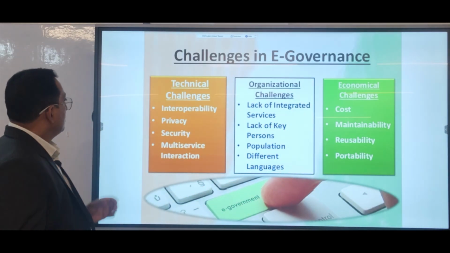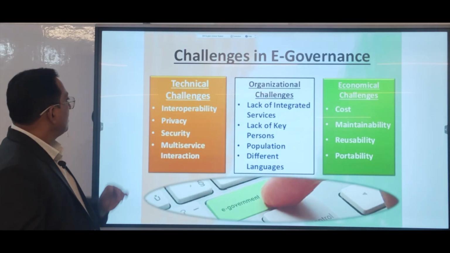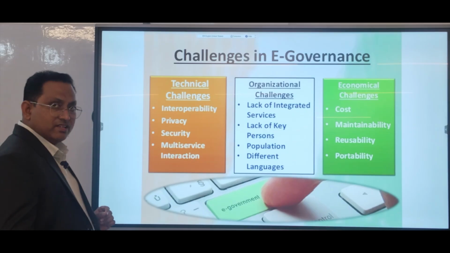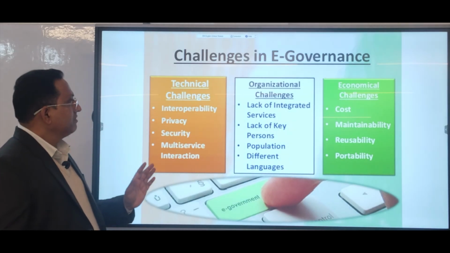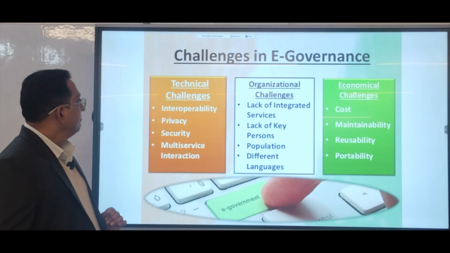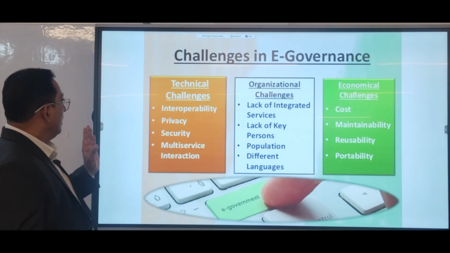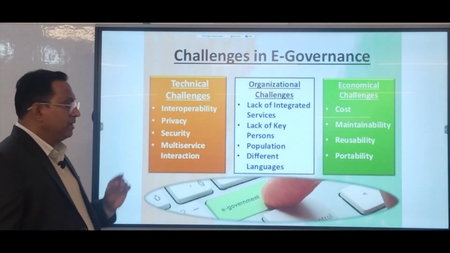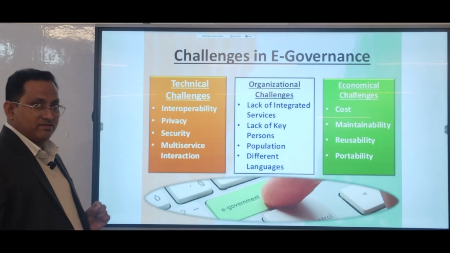What are the challenges in e-governance? Let's have a look. We are categorizing the challenges into 3 parts. First is the technical challenges, second is the organizational challenges, and third is the economical challenges. If you talk about the technical challenges, it is about the interoperability, privacy, security, multi-service interactions.